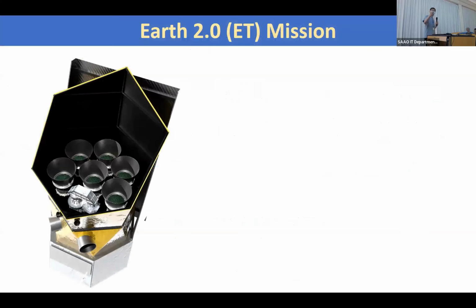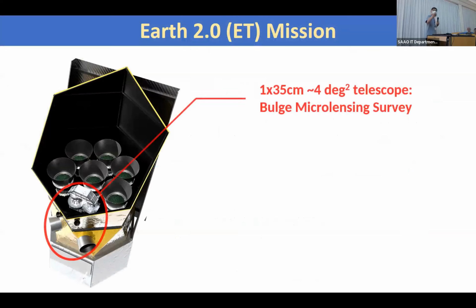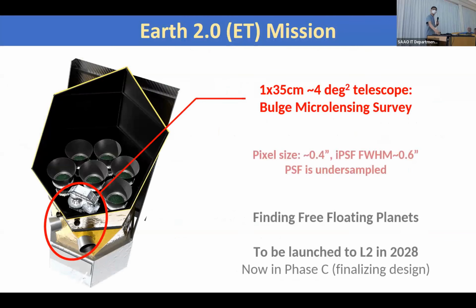So you have already seen this from Schroeder's talk. This upside down is our microlensing telescope, and I just want to emphasize that the pixel size is 0.4 arcsecond, and the instrumental PSF is 0.6 arcsecond, so that PSF is undersampled. And so the core science, the thing we optimize, is finding free floating planets, especially free floating Earths.